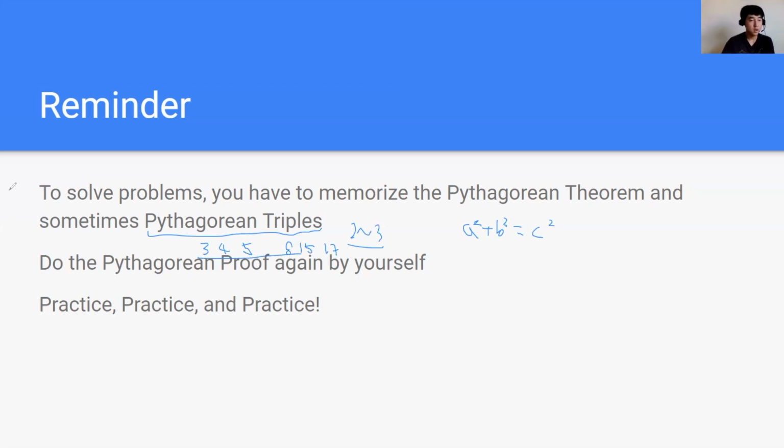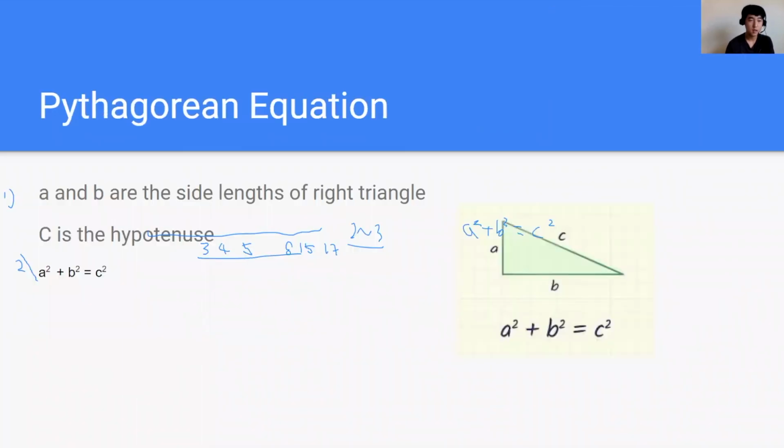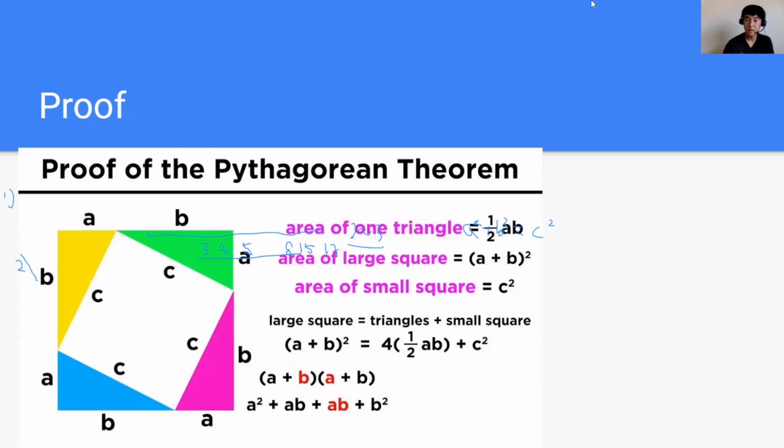And number 2, this is number 1. Number 2 is do the Pythagorean proof again by yourself. Okay, that's very important. I'll go back. Okay, this proof. It's really important. You have to know how a squared plus b squared equals c squared came from, the proof. On a piece of paper, you can draw the diagram and just do the proof.